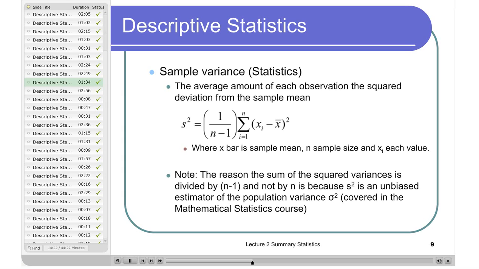We don't want the sample variance to be a lot smaller than the population variance or a lot larger than the population variance. On average, we want the sample variance to be equal to the population variance. And this is referred to as unbiasedness. So it turns out that the way to make that happen is to put that n minus 1 in the denominator of the equation. And you can see a proof of that in a more advanced mathematical statistics course.